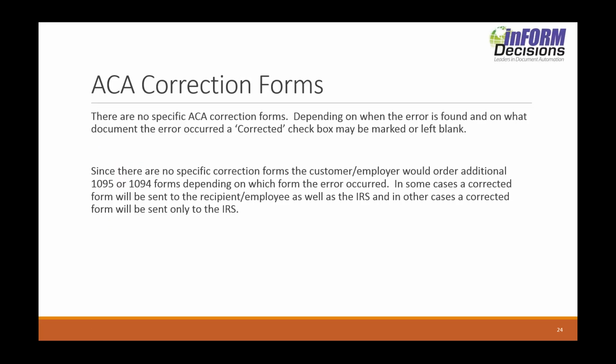For the ACA correction forms, there are no specific ACA correction forms. Depending on when the error is found and on what document the error occurred, a corrected checkbox can be marked or left blank. Since there are no specific correction forms, the customer or employer would order additional 1095 or 1094 forms depending on which the error occurred. In some cases, a corrected form will be sent to the recipient and employee as well as the IRS. In other cases, a corrected form will be sent only to the IRS.